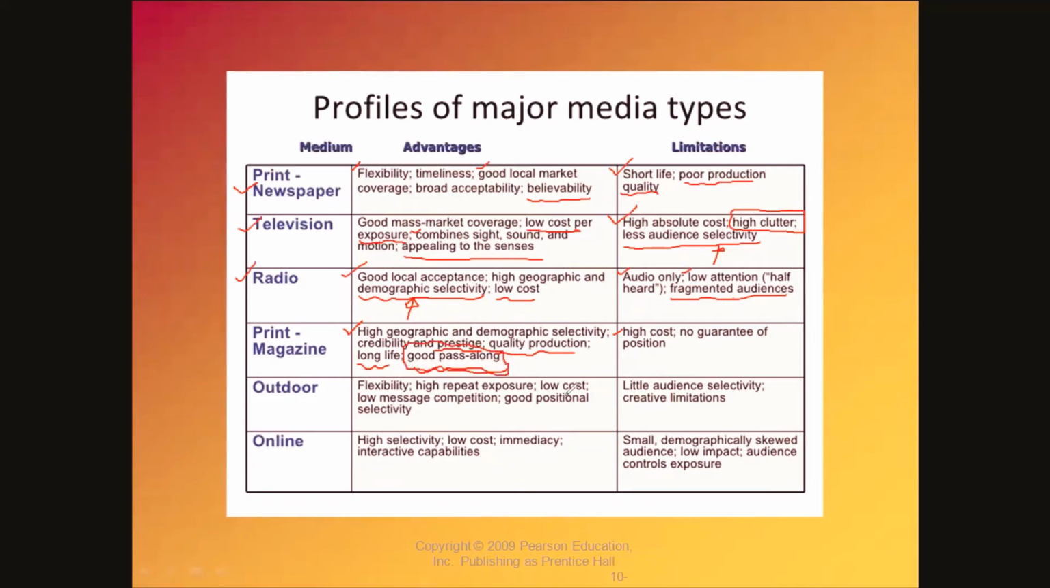Pass along readership: suppose I buy a magazine and get the exposure of one ad, then someone comes to my house and he or she also sees that ad. Limitations: high cost. Cost is very high in case of magazine advertisement. No guarantee of position. Positioning is a problem, it cannot be determined beforehand in which page the ad will appear. That's the problem with magazine advertisement.